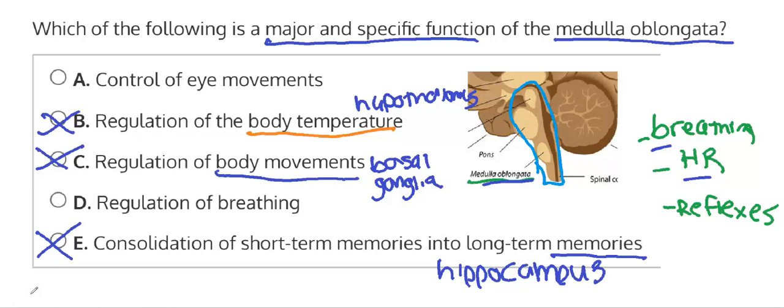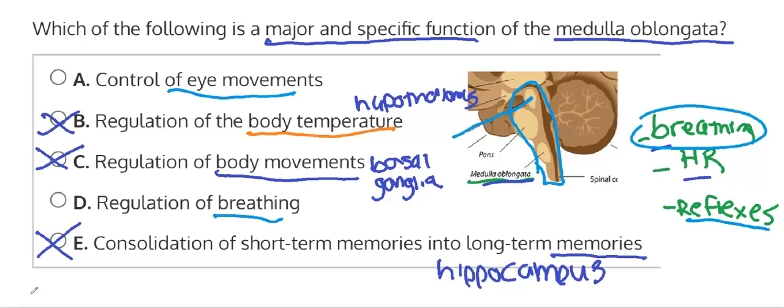We have A, which is the control of eye movements, and we have option D, regulation of breathing. We know that breathing is definitely part of the brainstem. That's the most basic function that we are focusing in on. But then we also talked about certain reflexes, and control of eye movements, is that part of the brainstem? Here's the short answer. It is part of the brainstem, but it's above here in the midbrain and not part of the medulla oblongata, which is the area of the brainstem that we are focusing in on for this question.